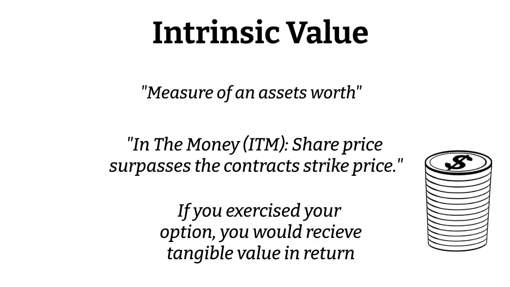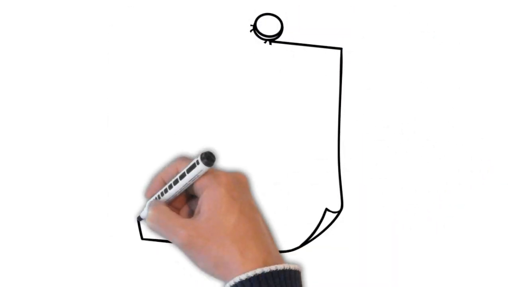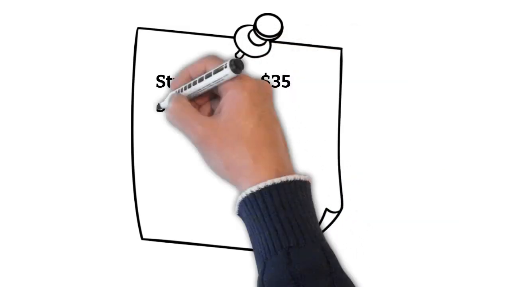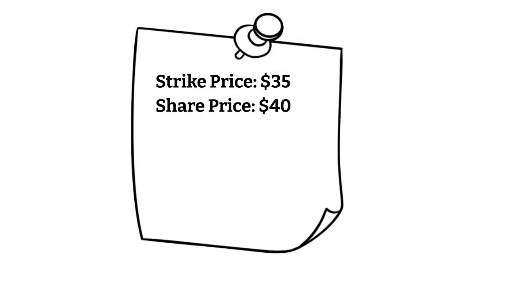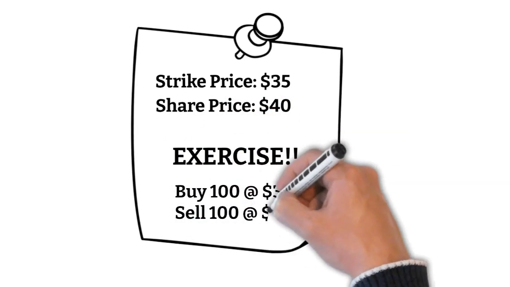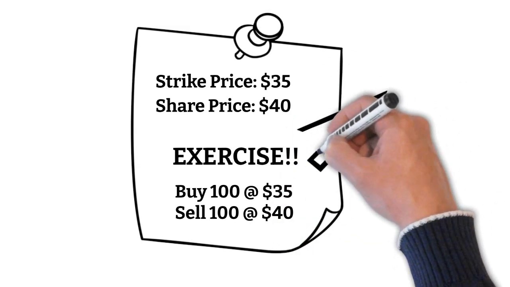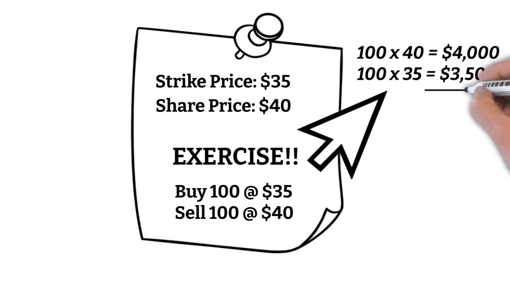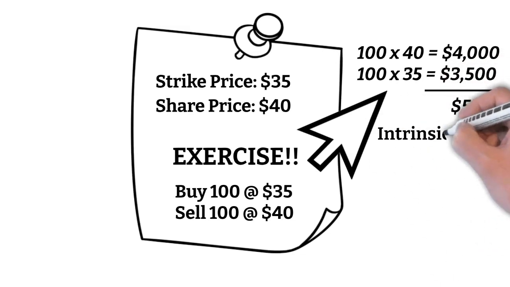The reason why they have intrinsic value is because if you were to choose your right to exercise that option that you bought, you would get real value in return. For example, suppose you had a call contract with a strike price of $35 and the current share price was trading for $40 per share. In this case, your option contract would have intrinsic value because you could exercise your right to buy 100 shares at $35 per share, and if you sold them for the current price of $40 per share, you would make $500. Therefore, your option contract would have $500 of intrinsic value.